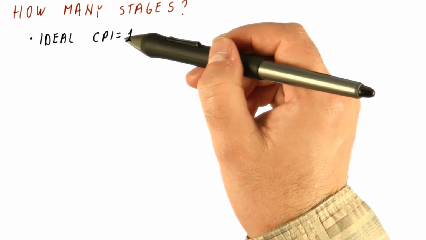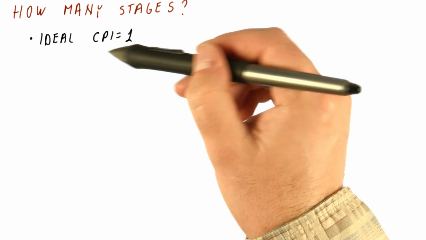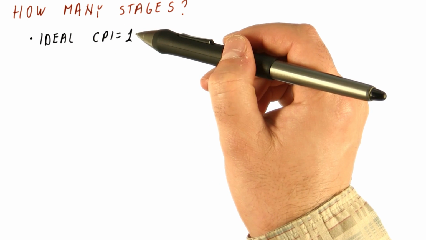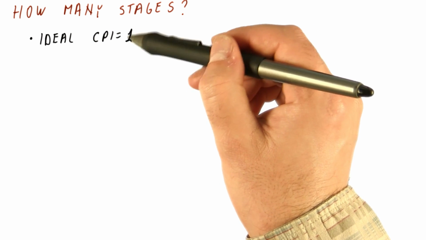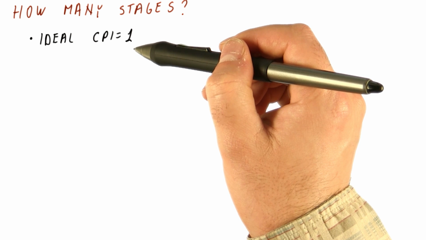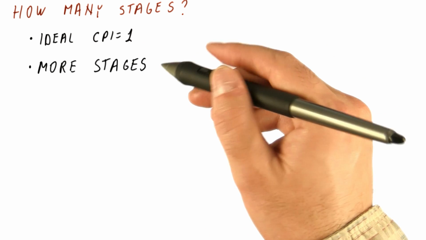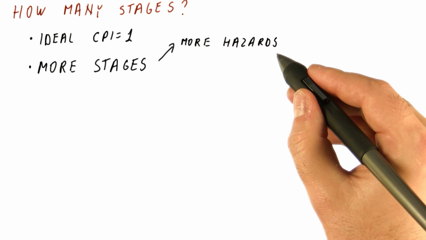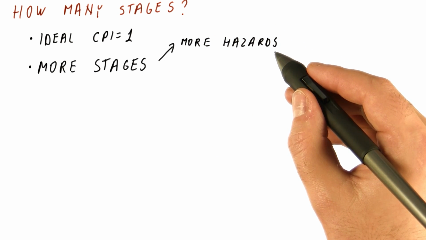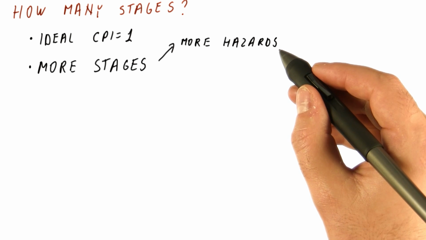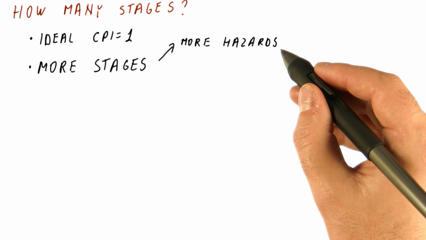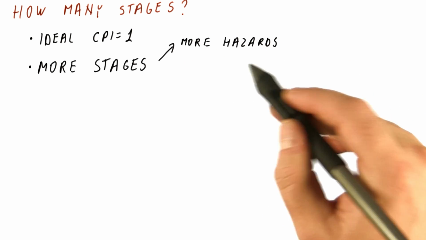But regardless, there is some ideal CPI that the pipeline should be achieving, and it boils down to executing some number of instructions every single cycle. Now let's consider what happens when we add more stages to the pipeline. We get more hazards this way. We have already seen that some of the dependencies cause the number of stalls or flush cycles that depend on how deep the pipeline is.